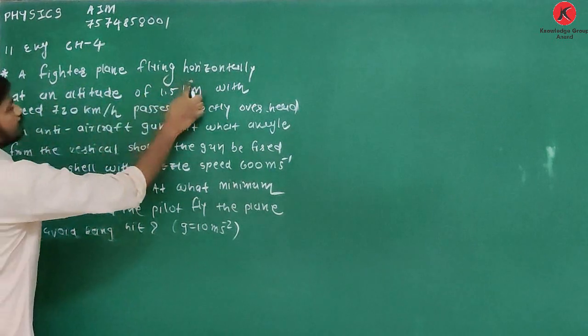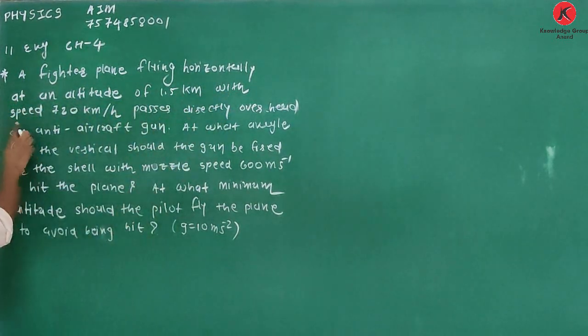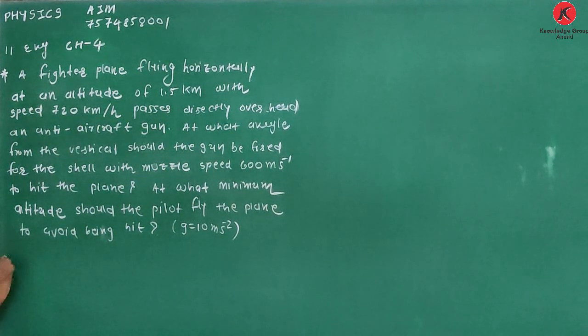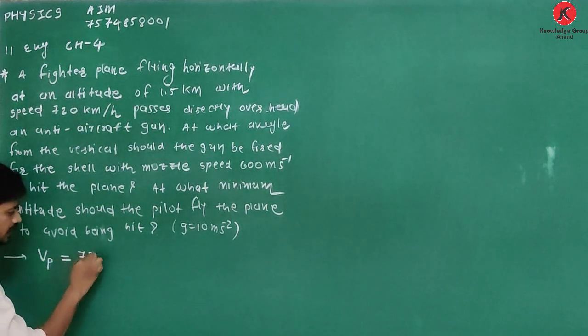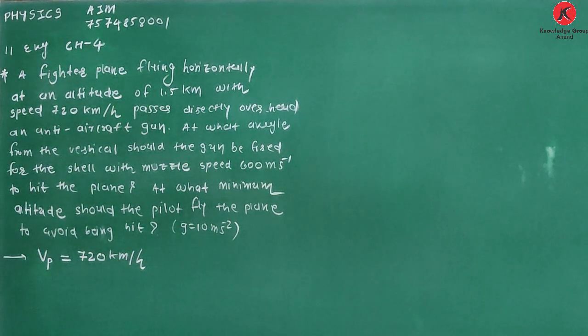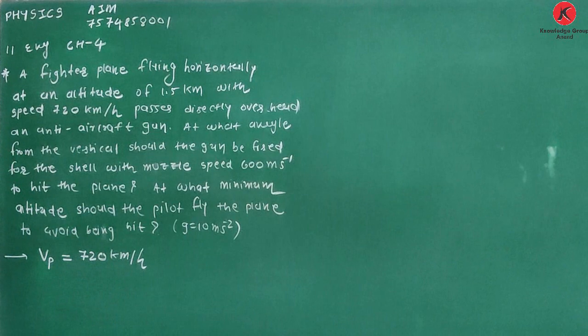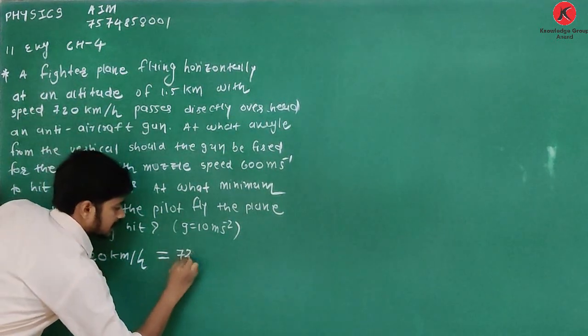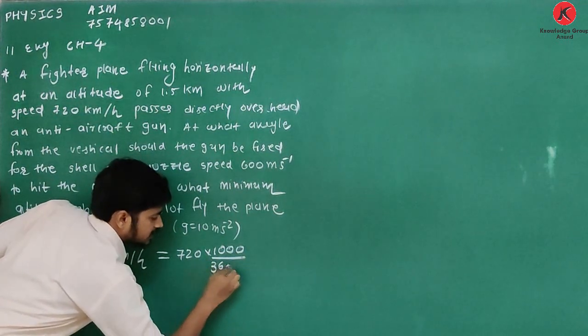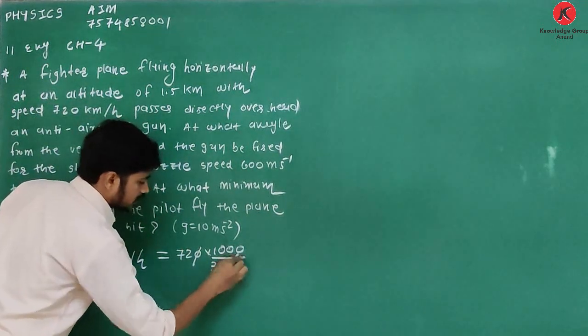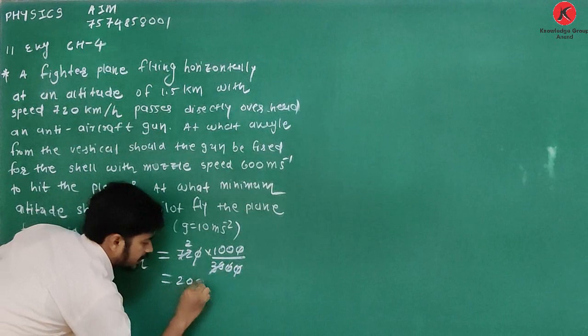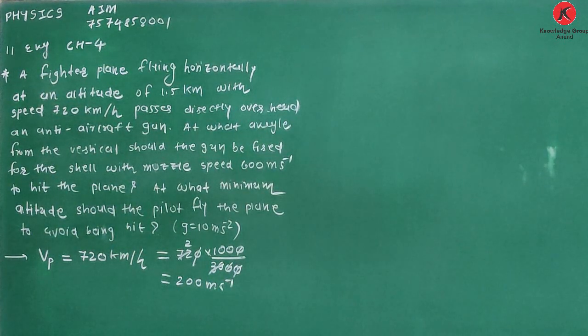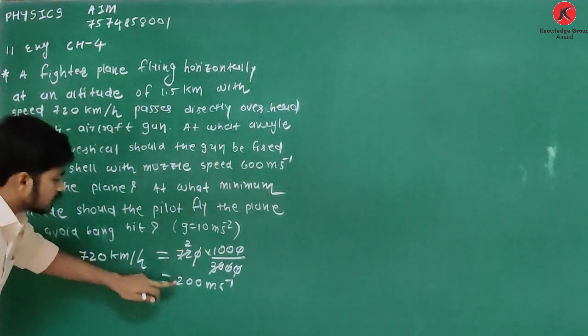First of all, a fighter plane flying horizontally at an altitude of 1.5 km with speed 720 km per hour. So the speed of the plane is 720 km per hour, and you have to convert it into meters per second. Kilometer means 1000, so 720 into 1000 divided by 3600, which is 200 meters per second. So the speed of the plane, Vp, is 720 km per hour, which is 200 meters per second.